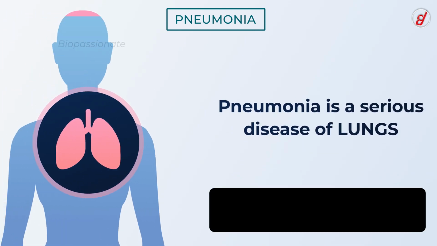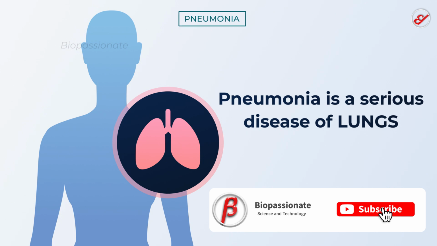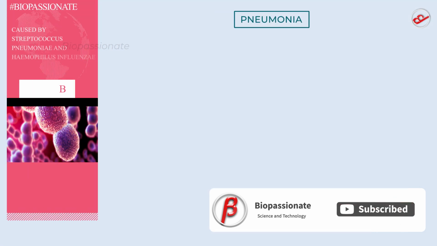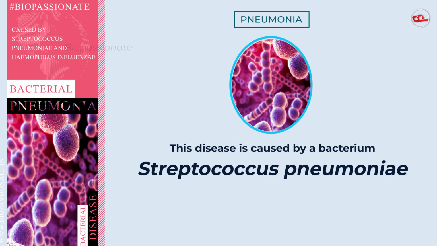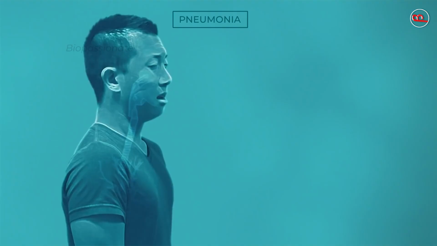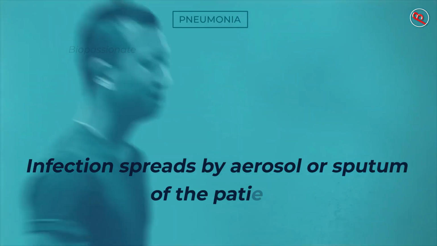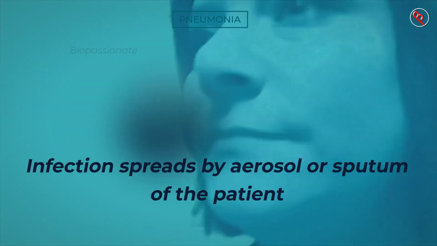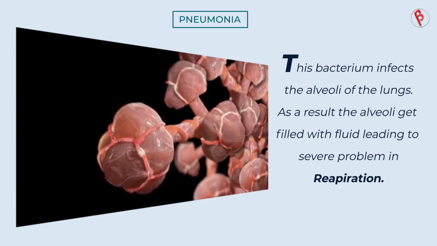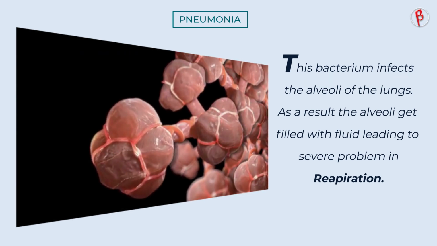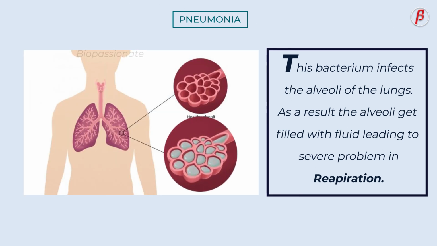Pneumonia is a serious disease of the lungs and it is an airborne disease. This disease is usually caused by a bacterium called Streptococcus pneumoniae. Infection of pneumonia spreads by aerosol or sputum of the patient. This bacterium infects the alveoli of the lungs. As a result, the alveoli get filled with fluid, leading to severe problems in respiration, and you may call it a respiratory disorder.